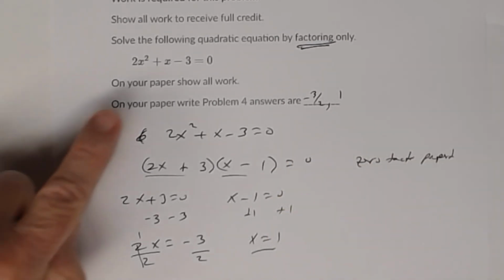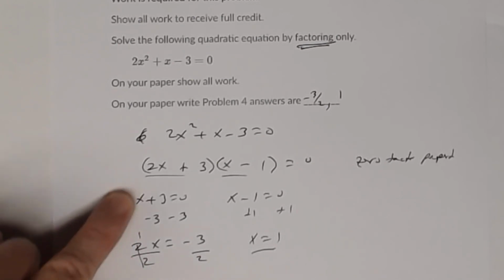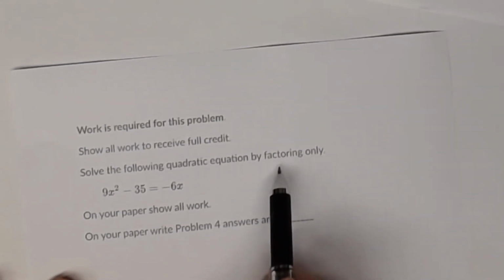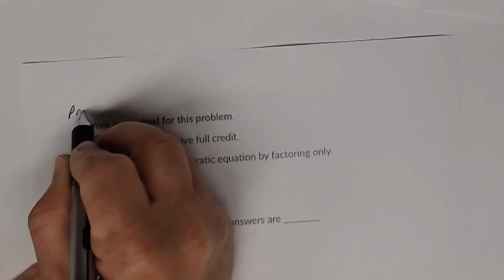All right, but remember the direction says factor. So you have to make sure you're factoring. Do not use the quadratic formula. Factoring was what you were asked to do. So same thing in problem 5. Problem 5, you had factoring also, right?